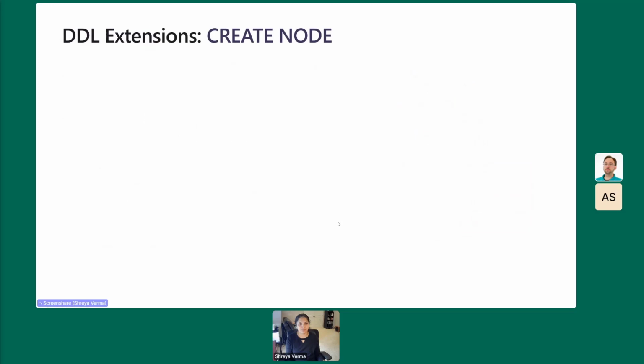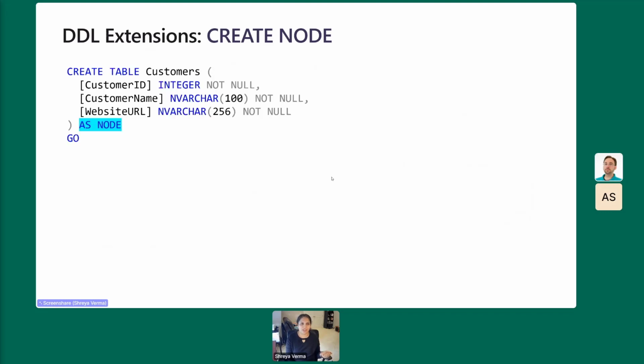Now let's look at what are the DDL extensions and how you can create a node or edge table in SQL Graph. So creating a node table is very straightforward. It's just like you're creating a regular table. After defining your table definition, you will just add AS NODE in the end. This is a special syntax which tells the engine that this is a special type of table, and it is a node table. And all types of data types are supported, all types of indexes are supported, and all types of constraints are supported, including clustered and non-clustered columnstore indexes.